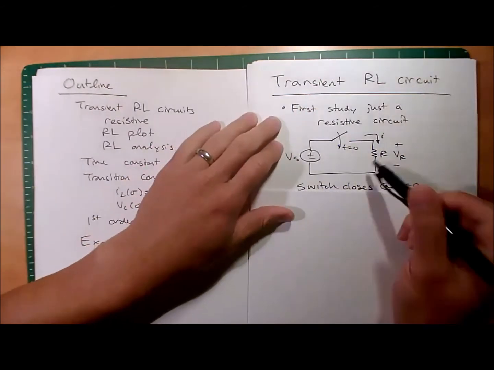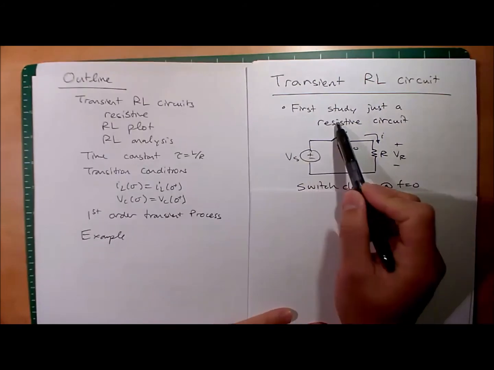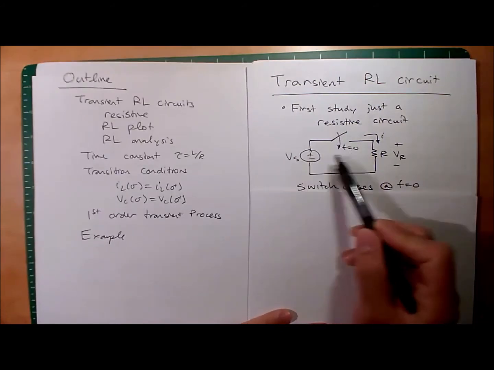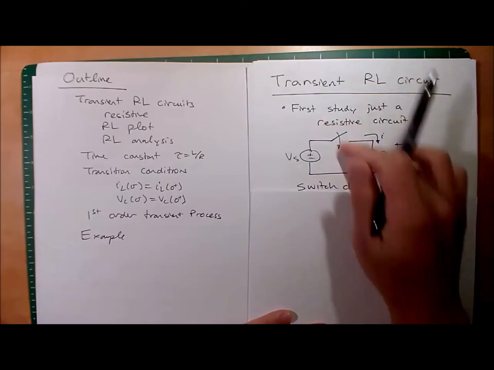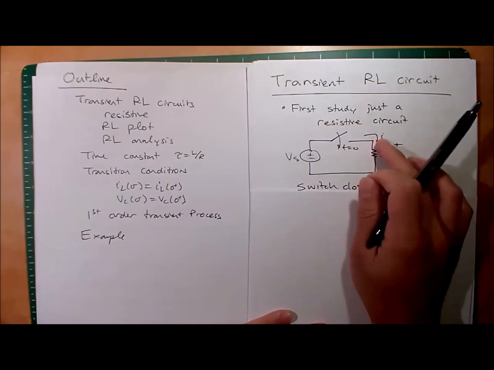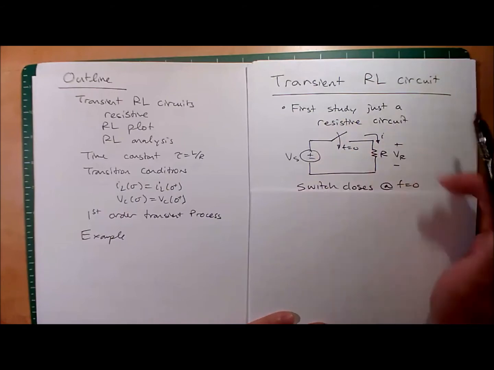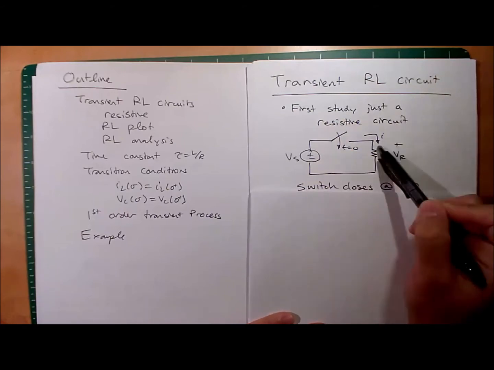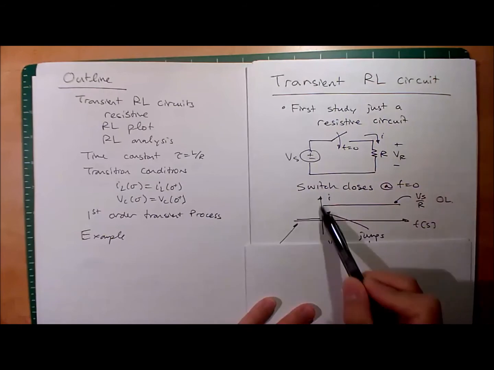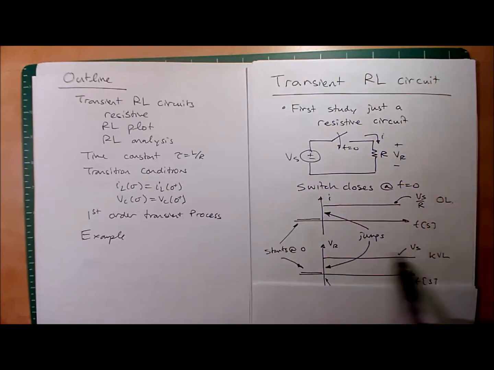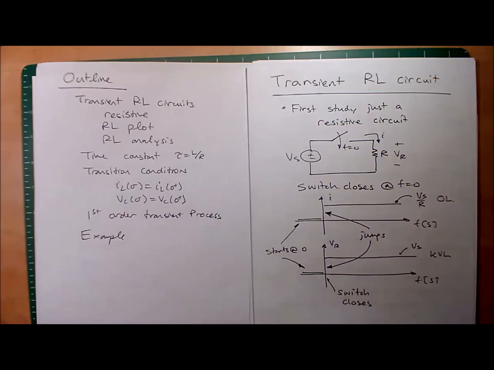So let's just look at a resistive plot. Very simple: switch open, constant voltage source, resistor, current, VR. Let's say the switch closes at t equals 0. So initially no current, then it closes, and we know what happens. Ohm's law kicks in, V equals IR. And we get a very simple plot, right? The current steps up and the voltage steps up. And this shouldn't be any problem.